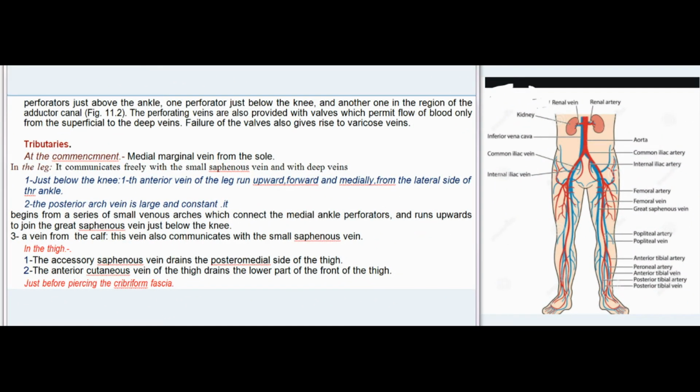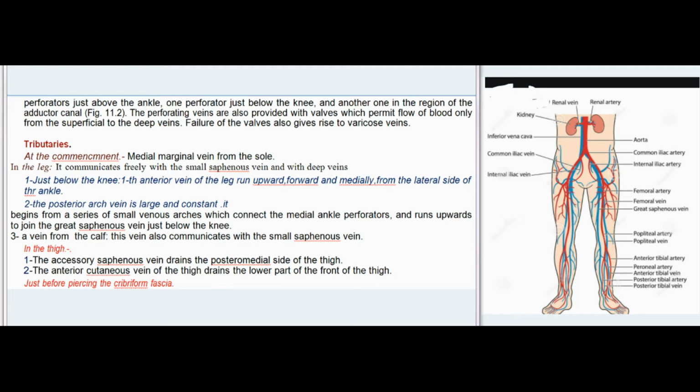There are 3 medial perforators just above the ankle, 1 perforator just below the knee, and another one in the region of the adductor canal, Fig 11.2. The perforating veins are also provided with valves which permit flow of blood only from the superficial to the deep veins. Failure of the valves also gives rise to varicose veins.